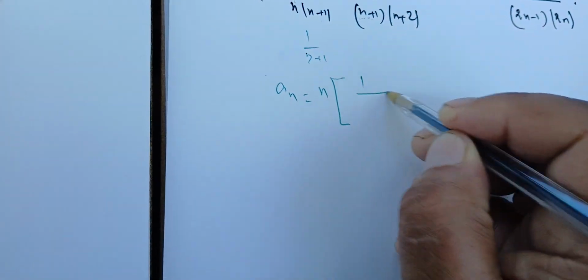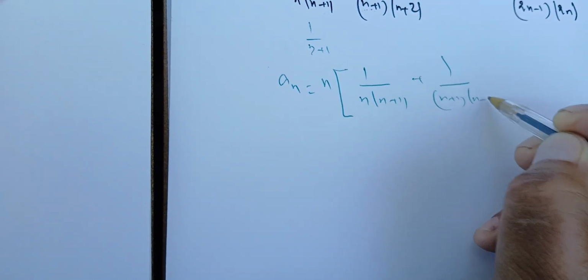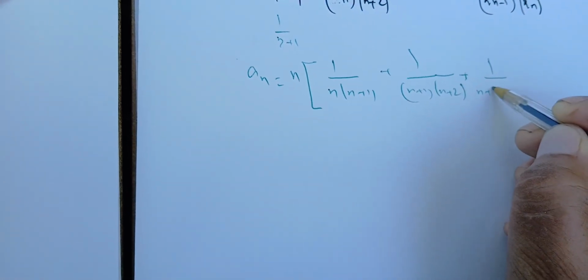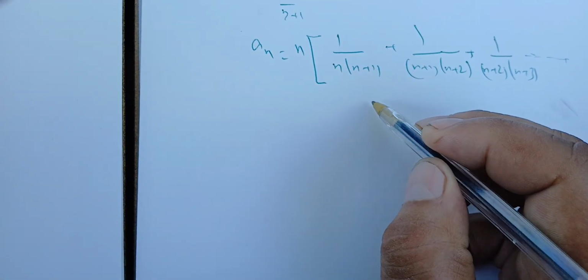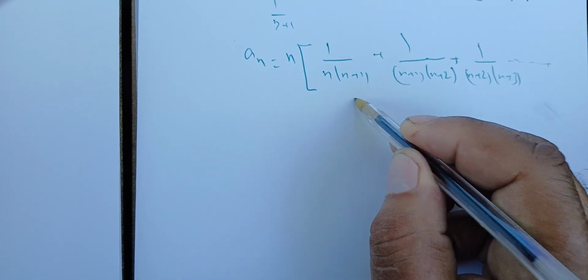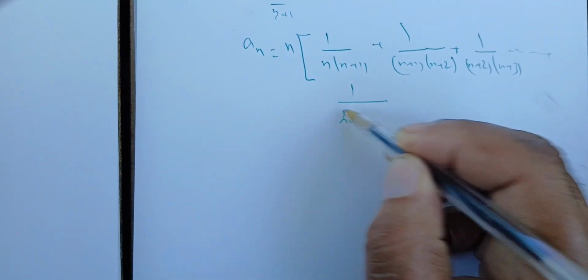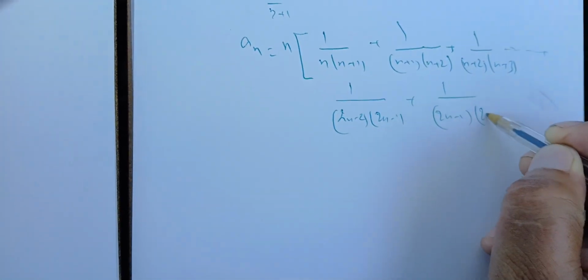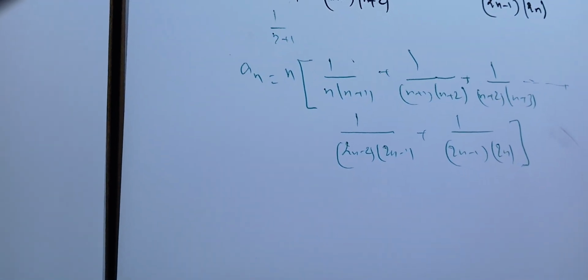We're going to have 1 over n times (n plus 1) plus 1 over (n plus 1) times (n plus 2), and let's add one more term here, 1 over (n plus 2) times (n plus 3), and so on until this last term. Let's do two more terms. So we're going to have 1 over (2n minus 2) times (2n minus 1) plus 1 over (2n minus 1) times 2n.